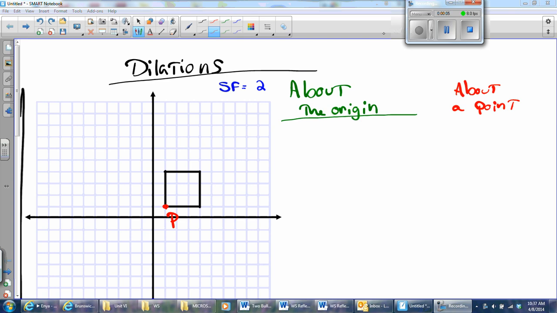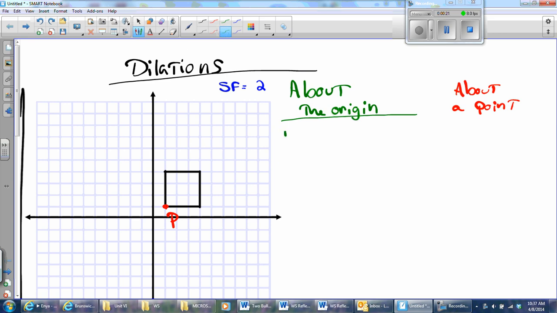Hello, algebra students, Mr. Lawrence here, and we're going to learn about dilations, the last type of transformation we have to make sure we've mastered. Now, we're going to do two types of dilations. We're going to do one about the origin, and we're going to do one about a point. Okay? Now, about the origin is real simple.